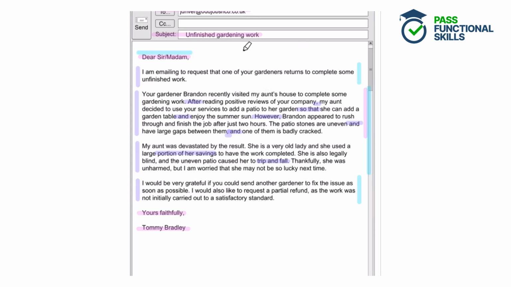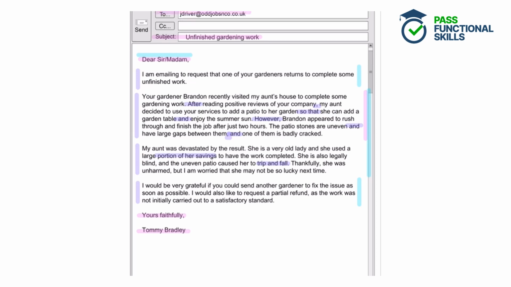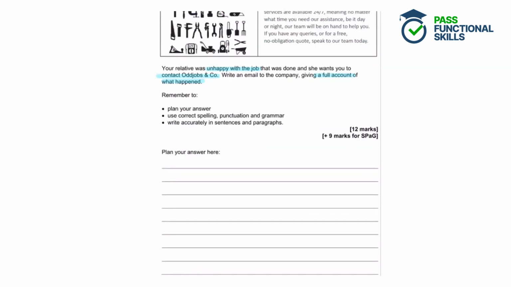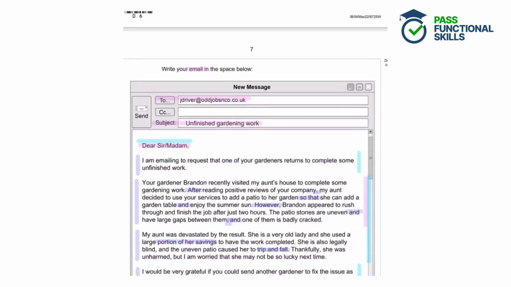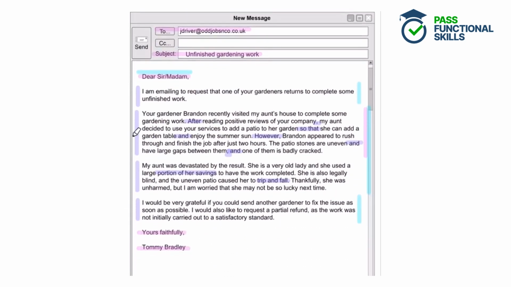This is a really informative email that is suited to the purpose of the text. So we've explained in detail what has happened. And the style and tone are generally negative to match up with the fact that our aunt was unhappy with the job. So we've got several negative adjectives here. We've got patio stones being uneven and being badly cracked. So that's generally quite a negative tone throughout.